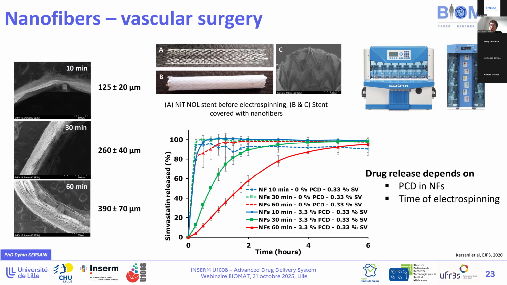The results show that we can control the drug release with 2 parameters: the amount of cyclohexyl and the thickness of the membrane. The more cyclohexyl we have, the more the drug release is prolonged. The more important the thickness, the more the drug is retained.